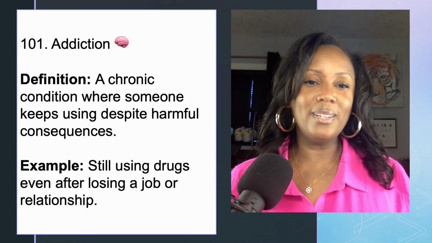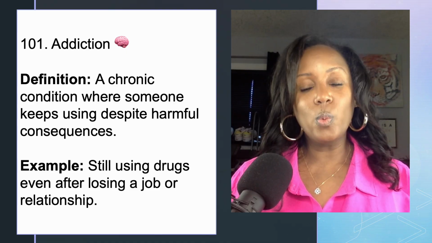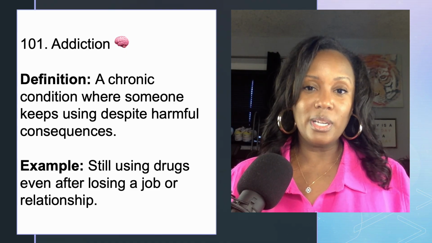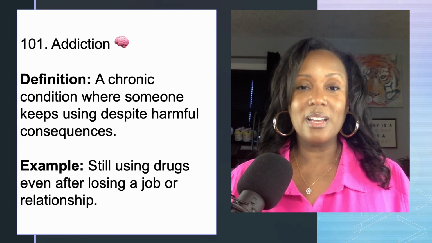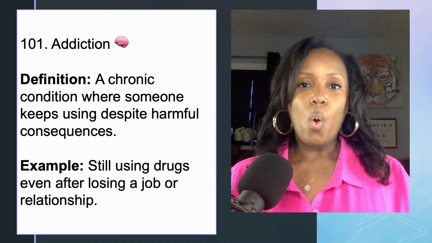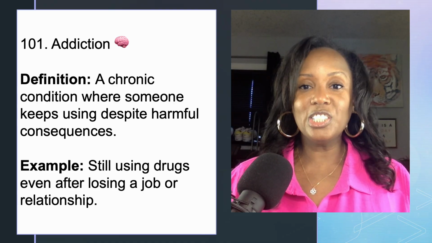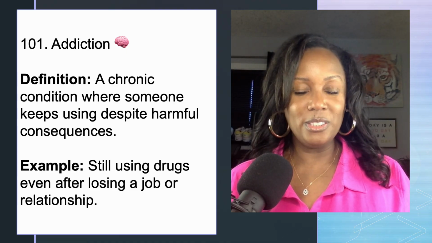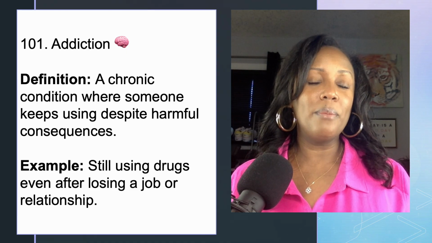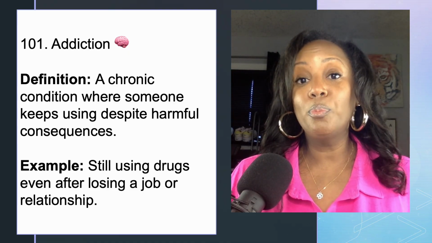Term 101 is addiction. Addiction is a chronic condition where someone keeps using despite harmful consequences. An example that someone may be struggling with an addiction is they continue to use drugs and substances even after losing a job or having negative outcomes with their relationships. Addiction is real, and this is the whole reason why we do these study presentations, so we all can increase our knowledge of addiction so that we may prevent addiction in ourselves, but also help others who may struggle with addiction.